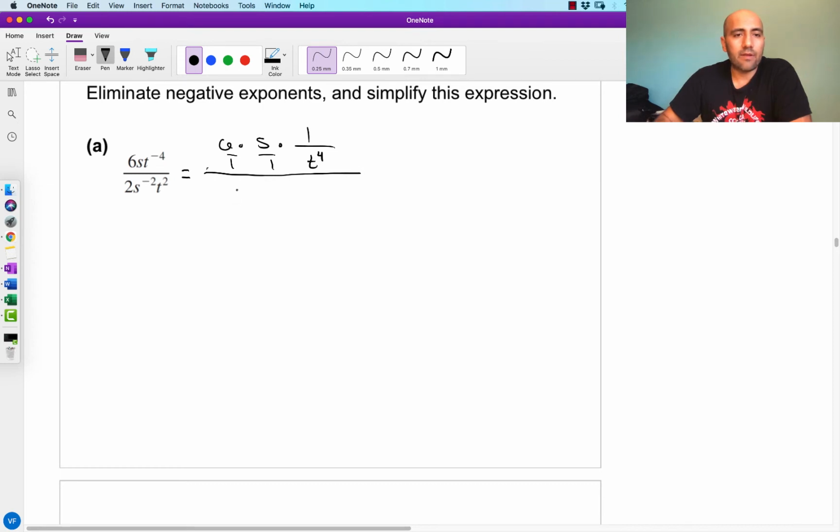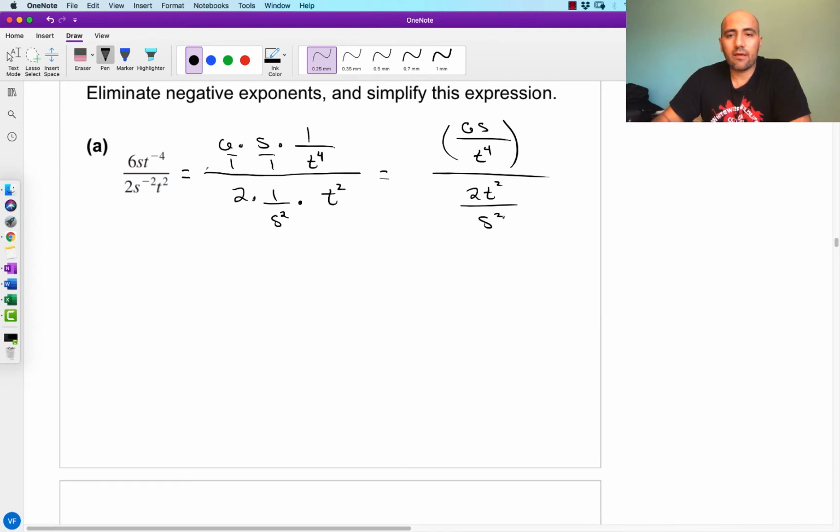And then down in the denominator, we'd end up with a 2 times a 1 over s to the power of 2 times a t squared, which would then be 6s over t to the 4th power in the numerator, divided by 2t squared divided by s squared in the denominator. And now we multiply the numerator times the reciprocal of the denominator, 6s over t to the 4th power times s squared over 2t squared.